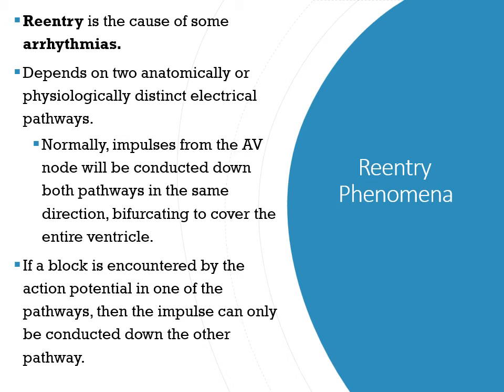I will stop here to talk a little bit about reentry, which is the cause of some of the arrhythmias. So normally impulses go from the AV node and can go down both pathways in the same direction. But if a block is encountered by the action potential in one of the pathways, then it can only go down the other pathway.